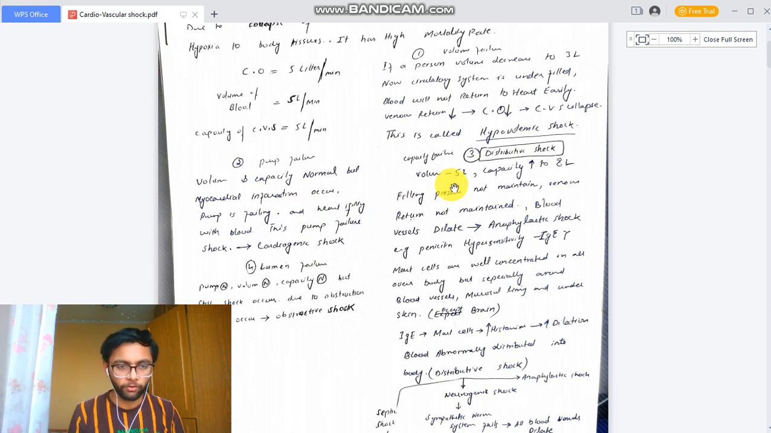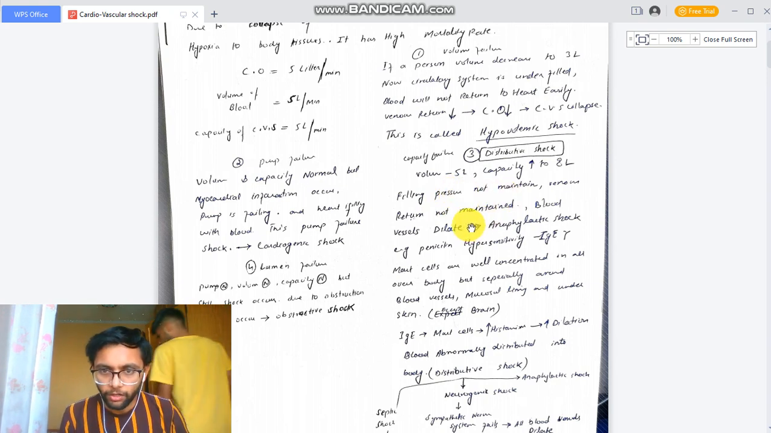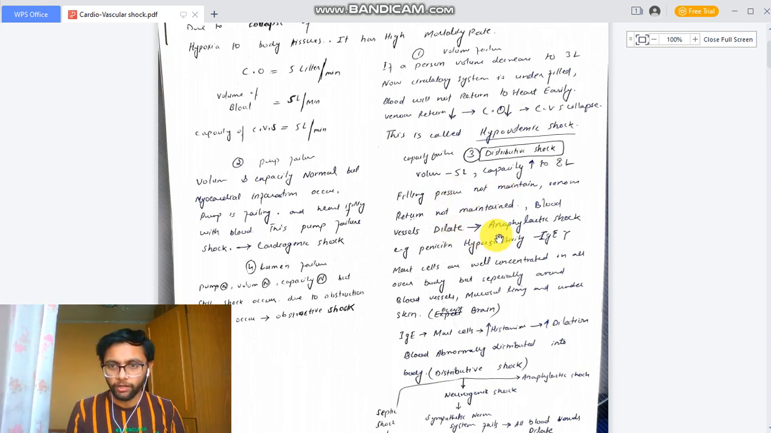In distributive shock, for example, the normal volume is 5 liters and the capacity should be 5 liters for the body to accommodate this volume. If the capacity increases from 5 liters to 8 liters, for example, more capacity and less volume, this will lead to distributive shock. For example, filling pressure and venous return are not maintained, blood vessels dilate, leading to anaphylactic shock.